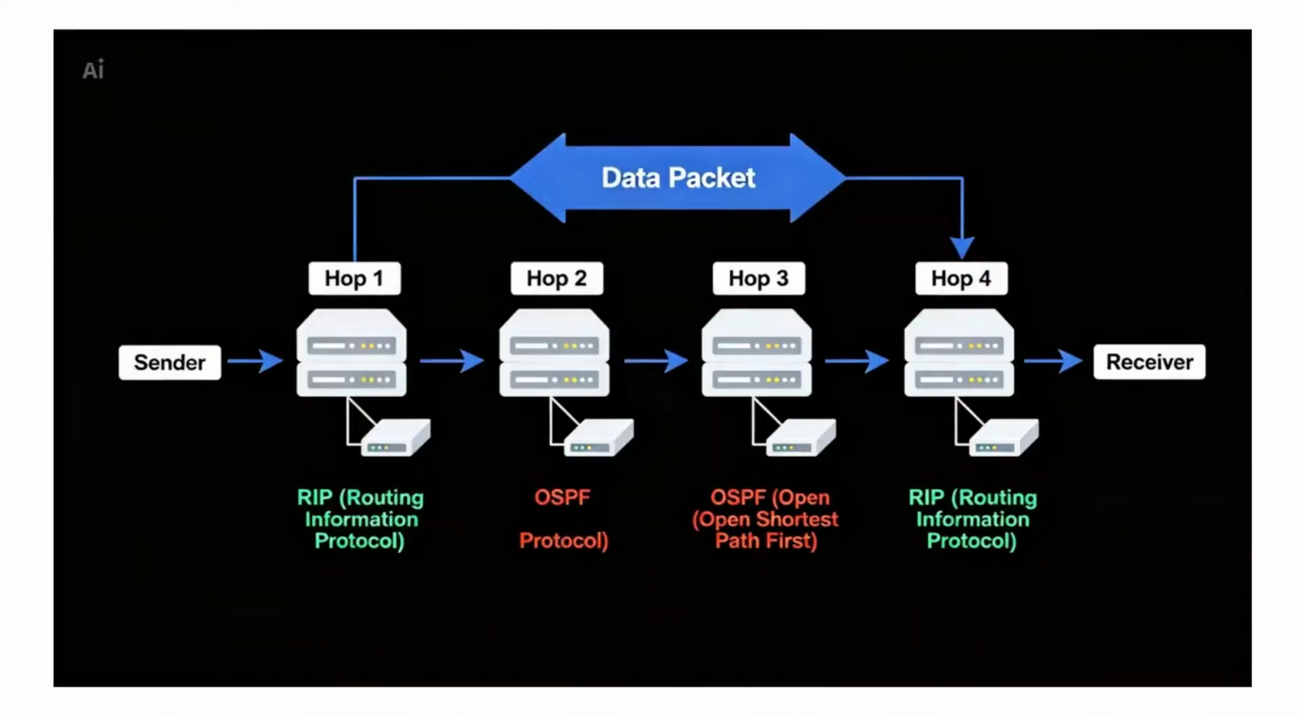One of the most critical functions of this layer is routing, which is the process of selecting the best possible path for a packet to travel from the sender to the receiver. To determine this path, the network layer uses specific protocols such as RIP, Routing Information Protocol, and OSPF, Open Shortest Path First.